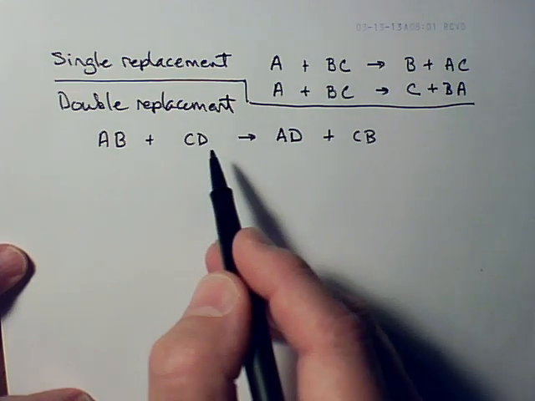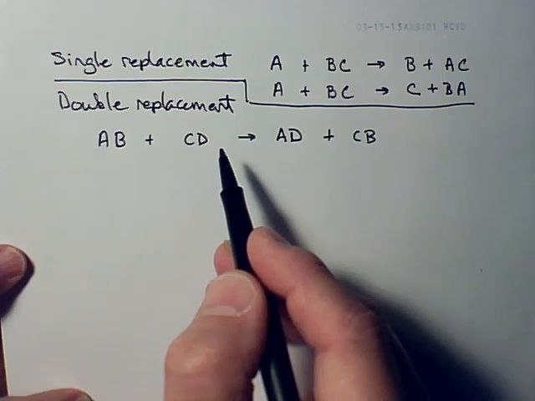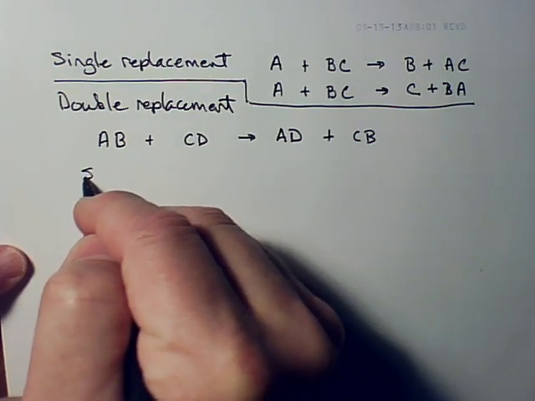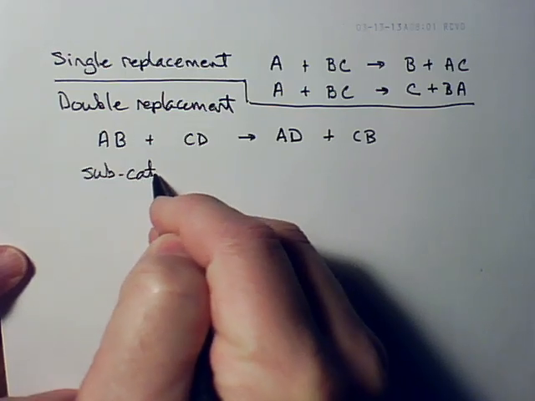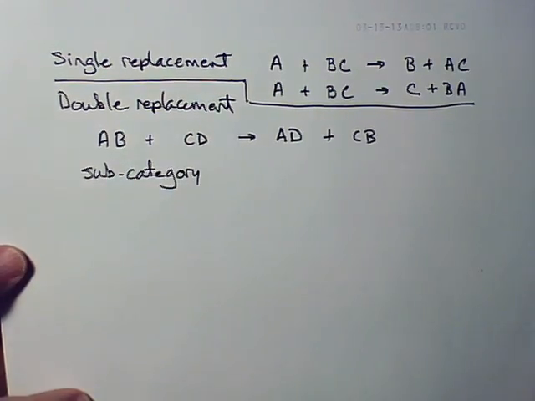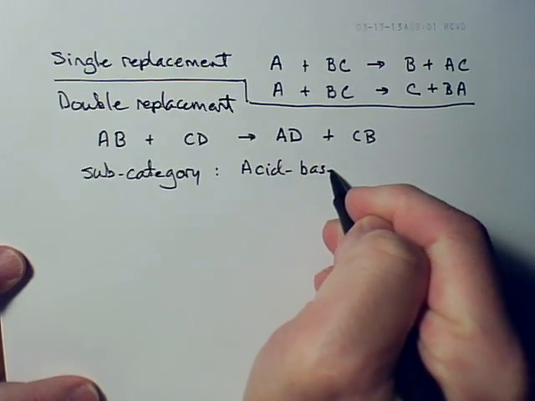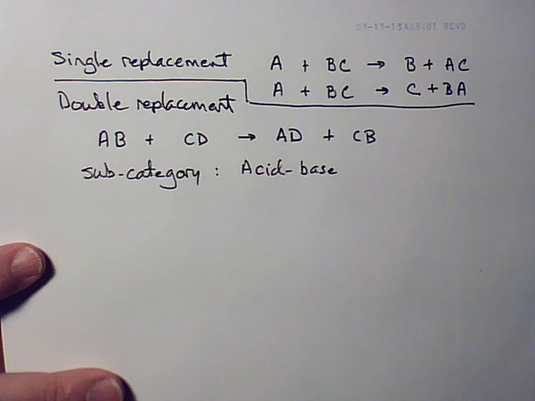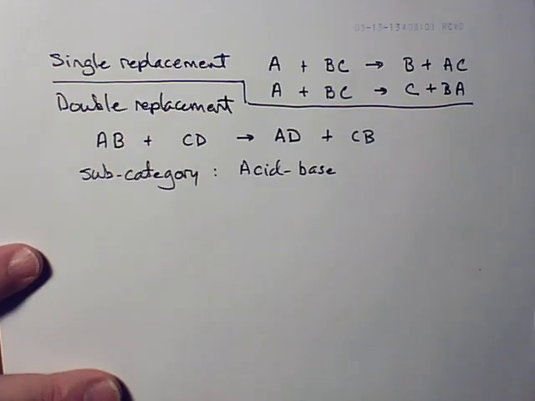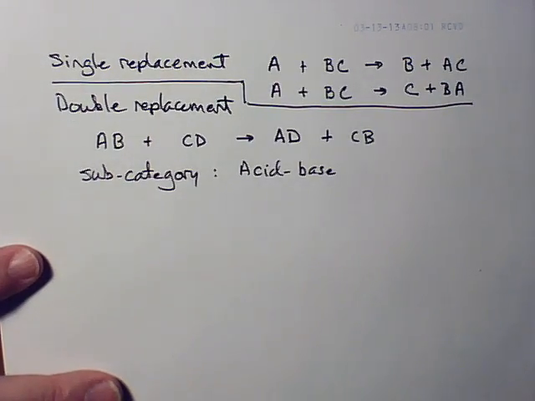There is a subcategory of double replacement that you also have to recognize. So this is actually part of double replacement, but it's in addition to double replacement. Okay, and this is called acid-base. And actually it's the simplest form of acid-base. That's the simplest form of an acid-base type of formula, okay? So this would be Arrhenius acid-base.